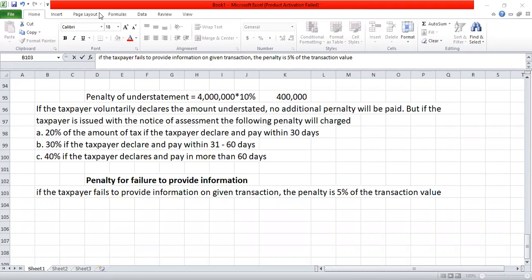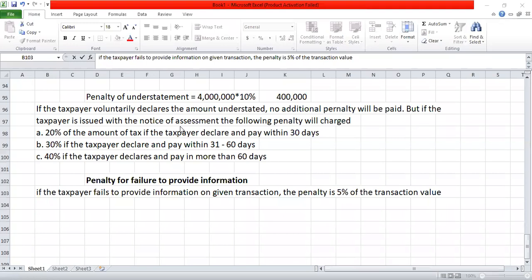If a taxpayer understates the tax paid, does he pay interest? No, the law does not provide for interest. The interest is only on late payment. But if he delays to pay within this period, he will pay interest also, because you are supposed to pay it within a given period. If you delay to pay it, then you are going to pay additional interest.